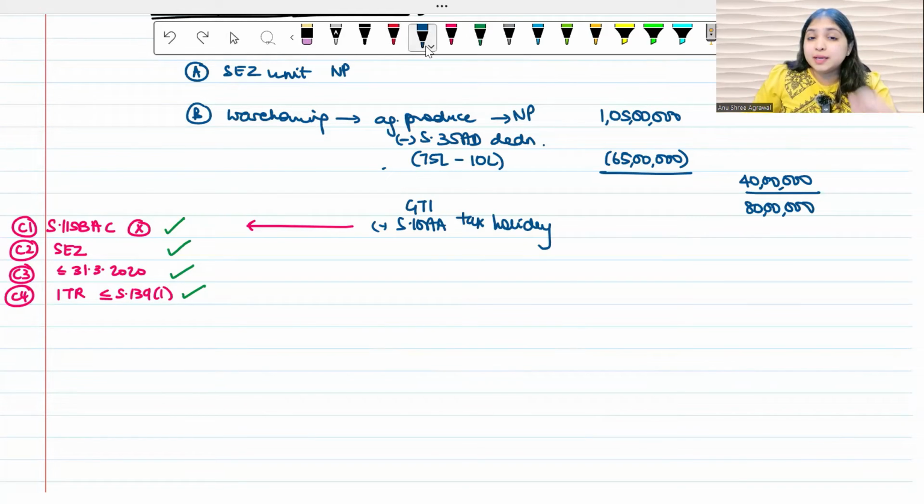Now, in 10 AA, how much deduction will you get? That depends upon which year we are in. First 5 years, 100% of net profits from export of this unit you will get as a deduction. Next 5 years, 50%.